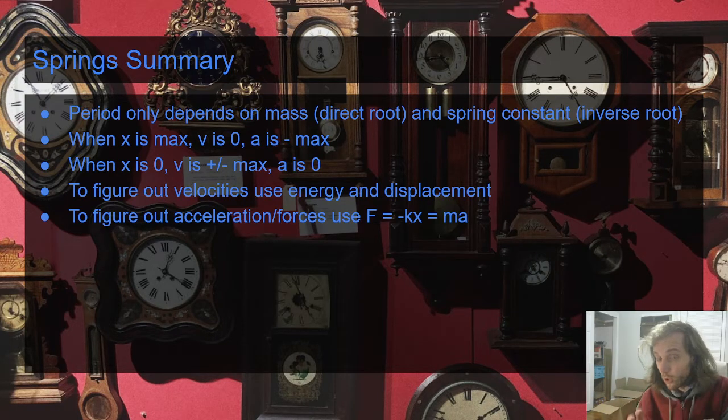Not on this list, you should also be able to think about things in terms of how many quarters of a period the person has gone through, which we'll get a little bit of practice with from this one. And you should also be able to, instead of using energies and displacements, use the first and second derivatives of your position as a function of time equation to figure out what velocities are going to be at a given point in time, or what accelerations are going to be at a given point in time.